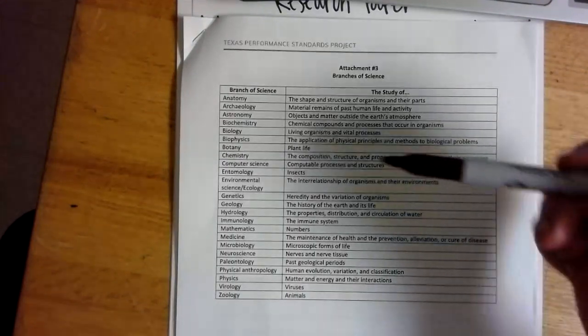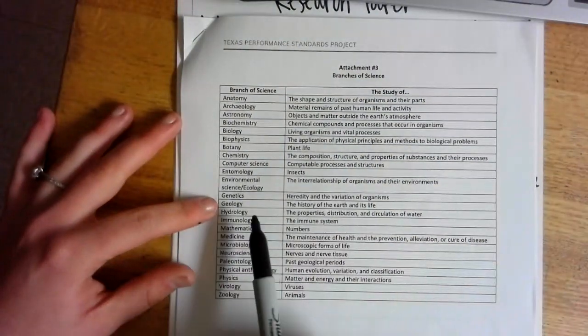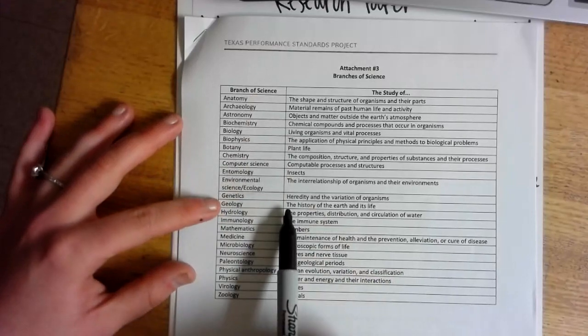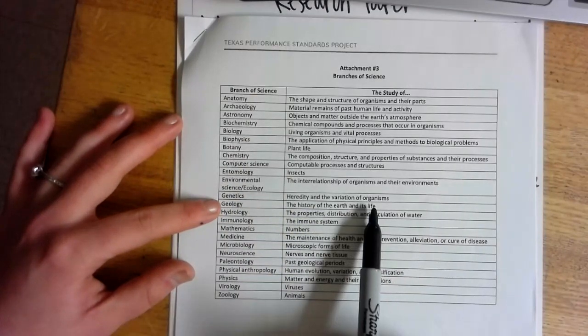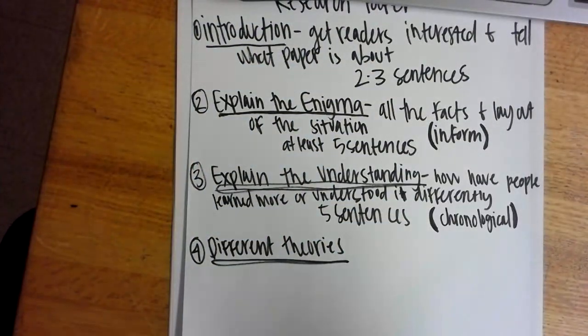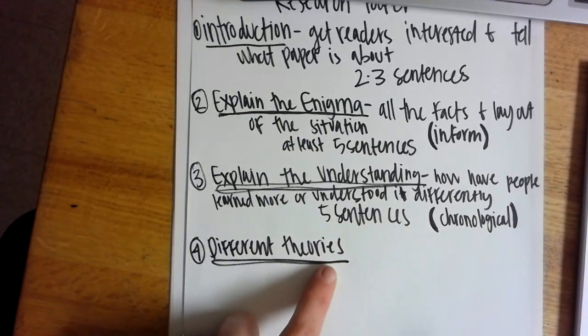But looking at, okay, could geologists be helpful? And then tell me they're from the branch of science, which would be geology, and they study the history of Earth and its life. And you're going to tell me how those scientists could have a theory or how their branch of science would approach this enigma. Okay. So for this one, again, it's the different theories.